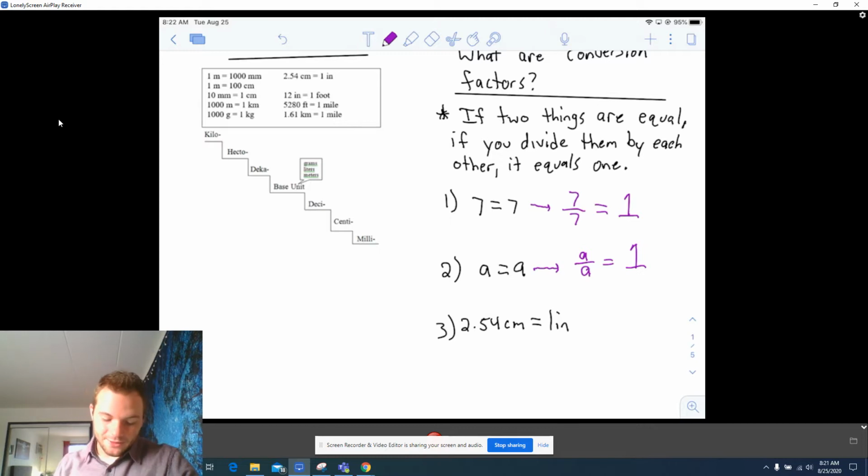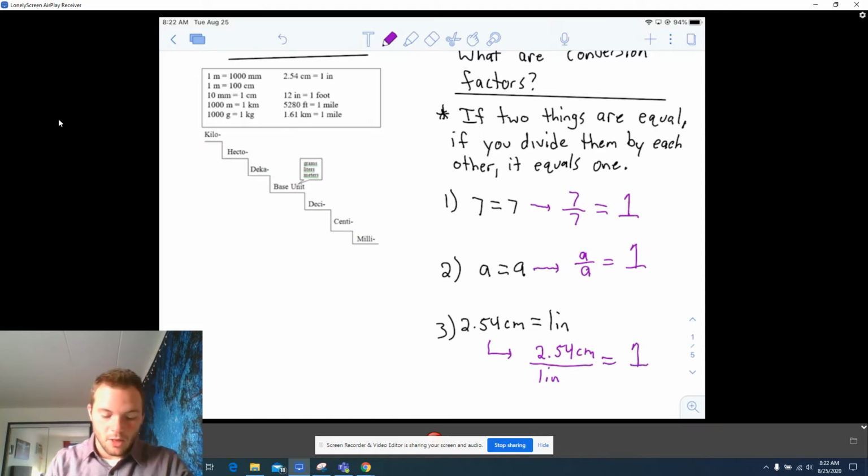These are both anything that equals each other. So 7 equals 7, a equals a can be a conversion factor. But something that we're going to use is something like this from this chart. So we have 2.54 centimeters is equal to 1 inch. It tells us here. So if we keep using our math logic from before, if I was to divide 2.54 centimeters divided by 1 inch, that should equal 1 as well.